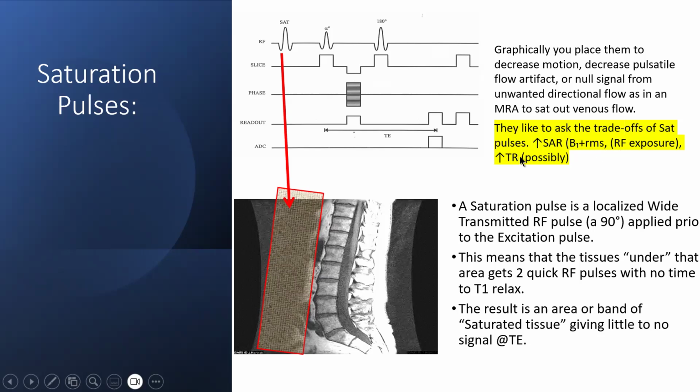the sequence, and it could possibly cause you to up your TR. Because remember, like I said earlier, everything we do in MRI has to be done within the time constraints of the TR. And if you can't, you either have to bump up your TR or use concatenations. But this way, SAT pulses is a way to make signal from a certain area or a certain region within your field of view, make it go away.